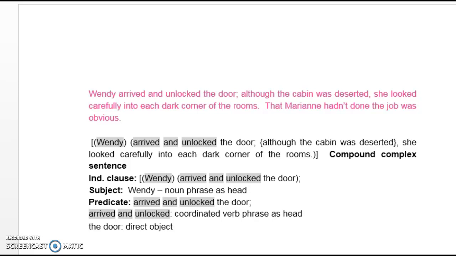Then you have, when the subject there then is Wendy, noun phrase as head, and the predicate is arrived and unlocked the door, and there you have a coordinated verb phrase as head. The door here would be the direct object.